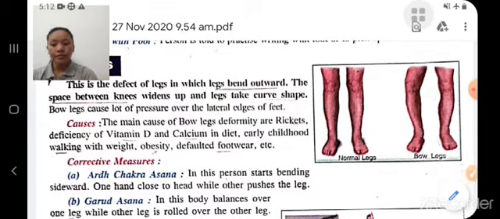Causes of bow leg: rickets, deficiency of vitamin D, lack of calcium in your diet, childhood walking. In childhood, if you walk fast, then also it leads to bow leg. Overweight, obesity, faulty footwear. If you wear wrong footwear, these are the causes of bow leg.